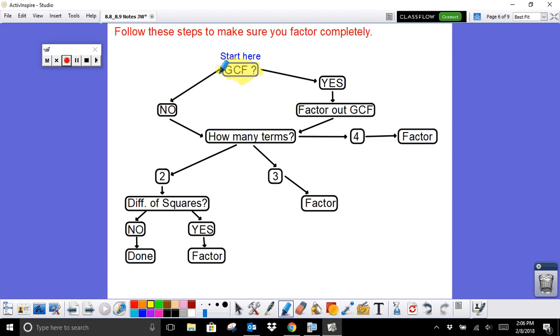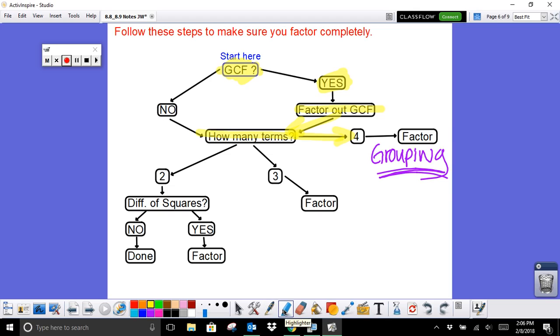Okay, so that's that first step. If there is a GCF, so yes, there is a GCF, we're going to factor it out. After you factor it out, you're going to look and see how many terms there are. If there are 4 terms, we're going to factor it. What does that mean to factor? Remember, we factor 4 terms by grouping. That is the process we use to factor 4 terms.